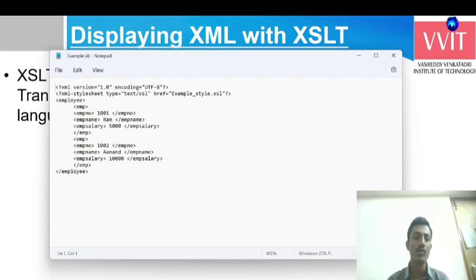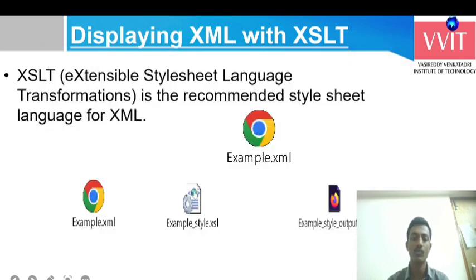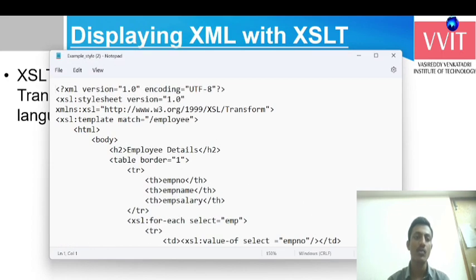So the code in the XML file looks like this. XML version. This is the default statement used in XML. And the second statement is used to link this XML file with the XSL file with the name example underscore style.xsl, and the code is written here. And this is the example underscore style.xsl file.